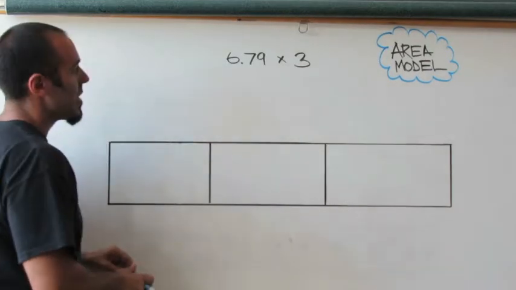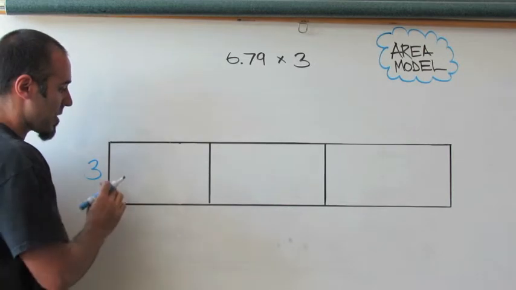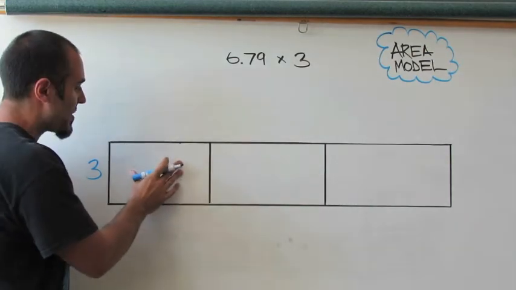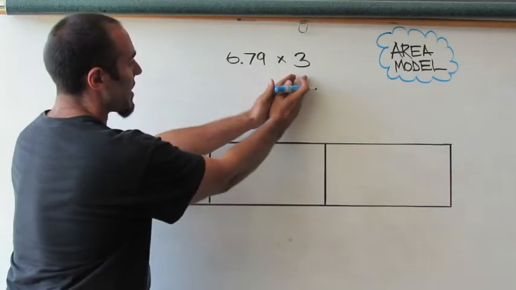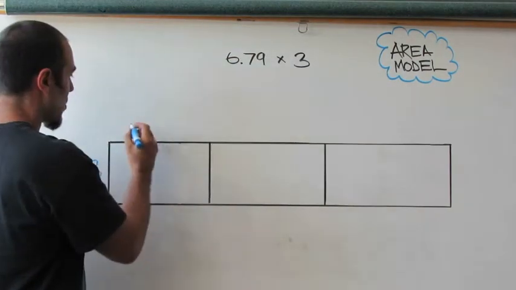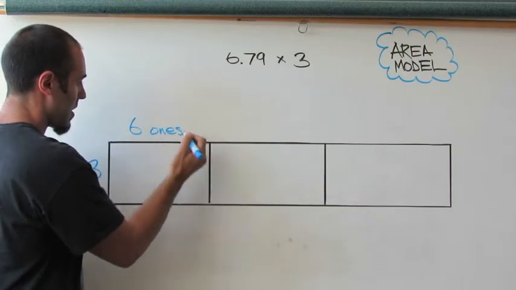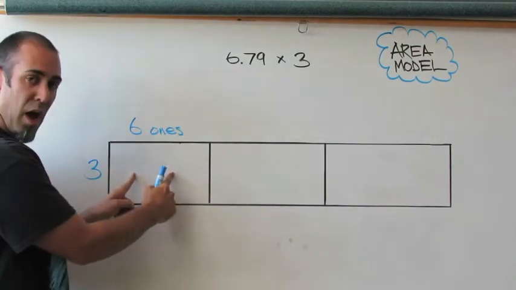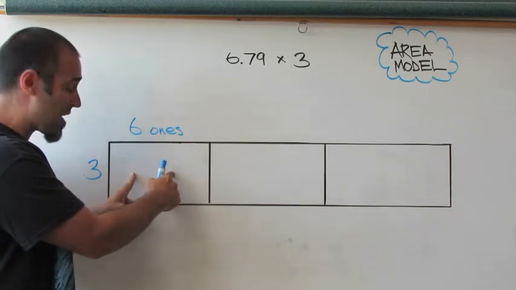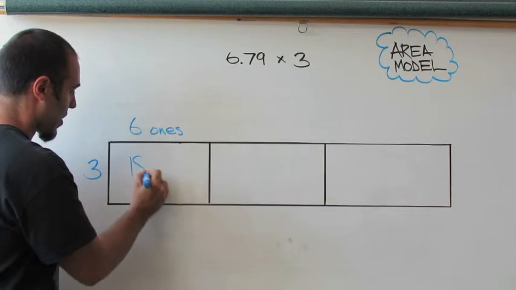So first we have 3 on this side, and this first box is exclusively for 3 times 6 ones. So we're going to write 6 ones up here. And we're going to know that in this box is going to be the product for 3 times 6. And that's going to be 18 ones.